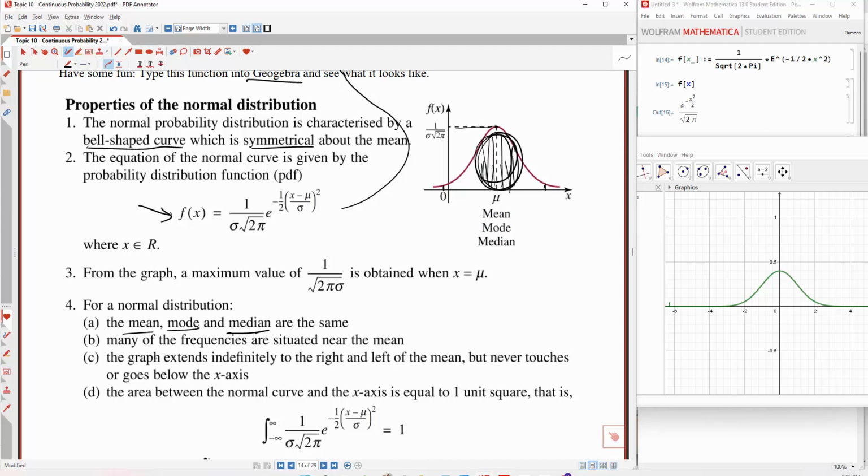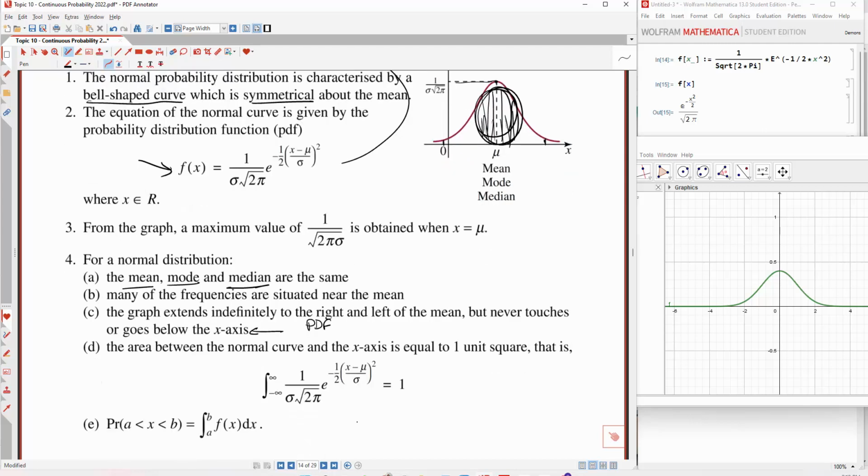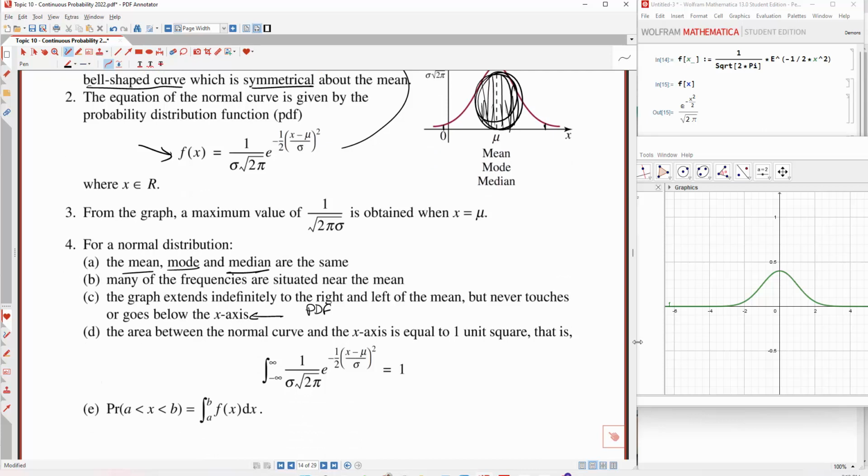What else? The graph extends indefinitely to the right and left of the mean, but never touches or goes below the x-axis, and that's important because that is what a PDF is. The area between the normal curve and the x-axis is equal to 1 square unit. That is, if I integrate the normal distribution curve between positive infinity and negative infinity, the answer is going to be 1. And I want to try that.